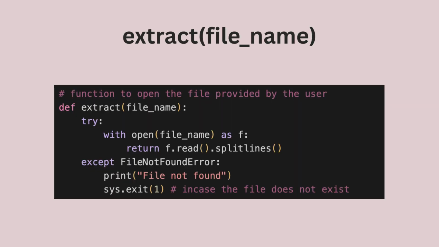Next, we have the extract file name method, which basically takes the file name as an input and opens it. If it does not exist, it will print that the file has not been found and exit the system. And if the file does exist, it will split all the lines of the file and return the same.